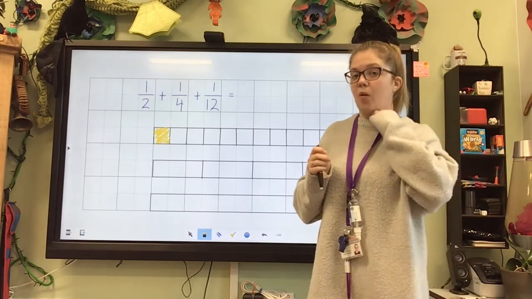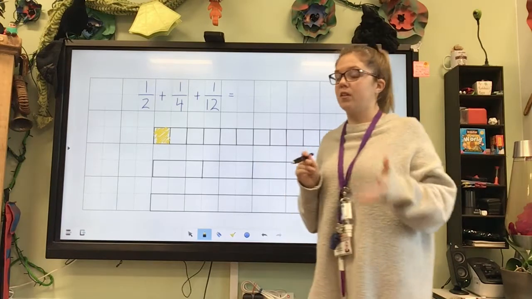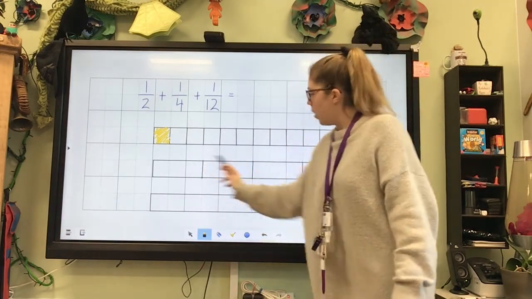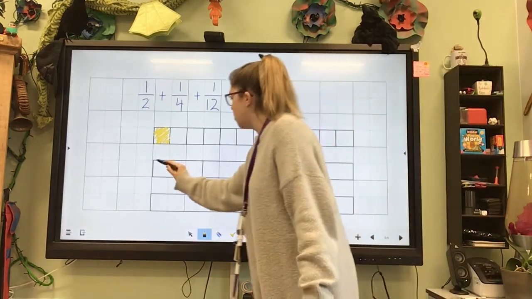We can. It is the common denominator out of these 3 fractions. 12 is the common denominator. So I've got my quarters here. I've got 1, 2, 3, 4. So I need to shade my 1/4.